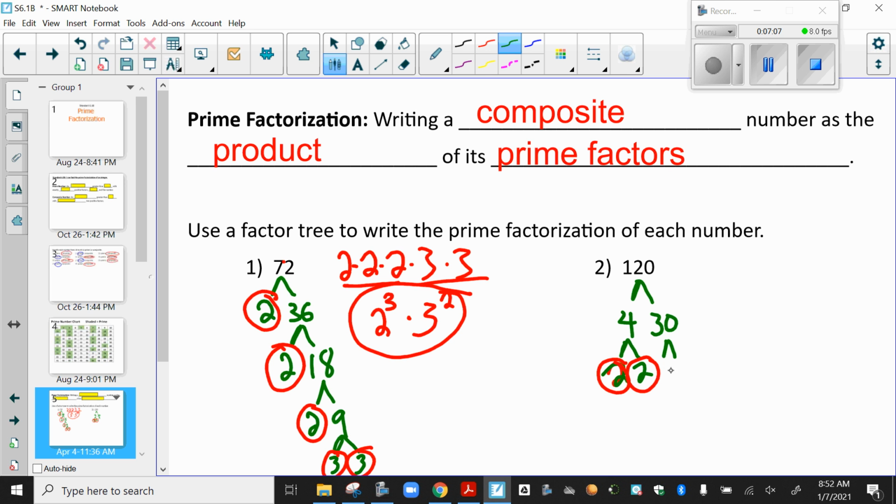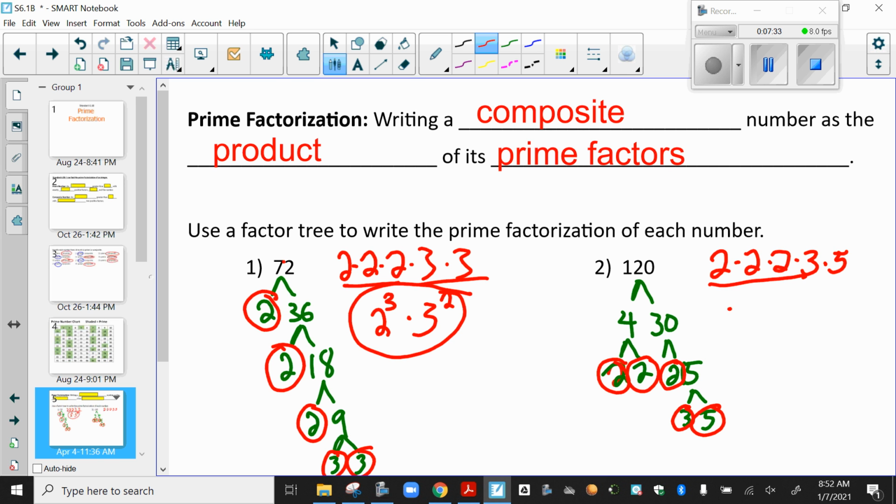30. I'm going to have 2 times 15. I'm going to circle the 2. And then 15 is not. I'm going to put my arrow. 15 is 3 times 5. 3 and 5 are both prime. And then I'm going to go back up here on my right. 2 times 2 times 2 times 3 times 5.